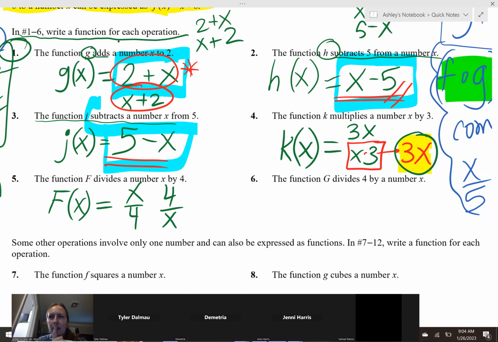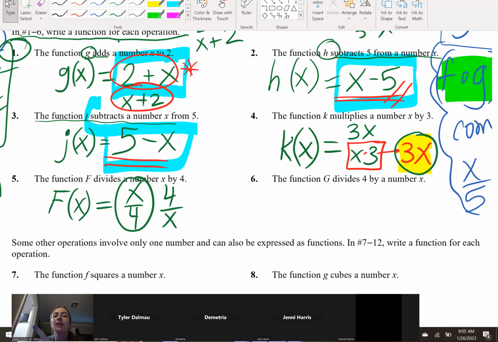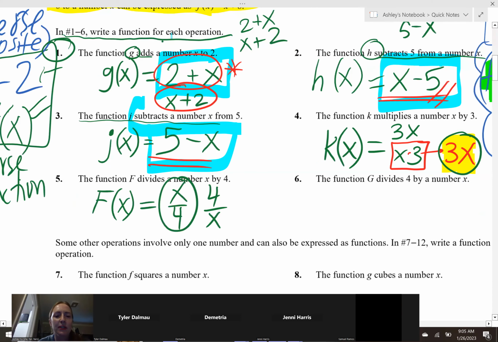X over 4? Yeah, I think you're right. Good call. And then someone in the chat said, yeah, x over 4. If they had said it divides 4 by a number x, then it would be the other way. But you're right. The way they say it, it's like x existed already, and then you are dividing it by 4. So 4 should be on the bottom.